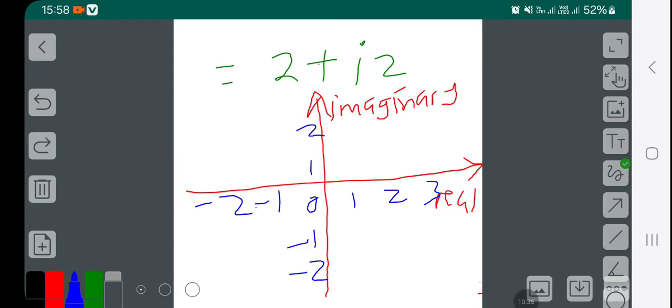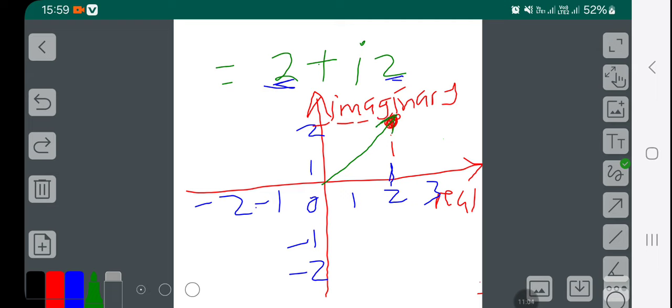As you can see, my real number is 2. So where's your 2? Your 2 is there. Then my imaginary number is 2 also. So where's your 2? It's there. So which means, as you can see here, they will meet somewhere here. This is where you draw your point on the Argand diagram, as you can see.